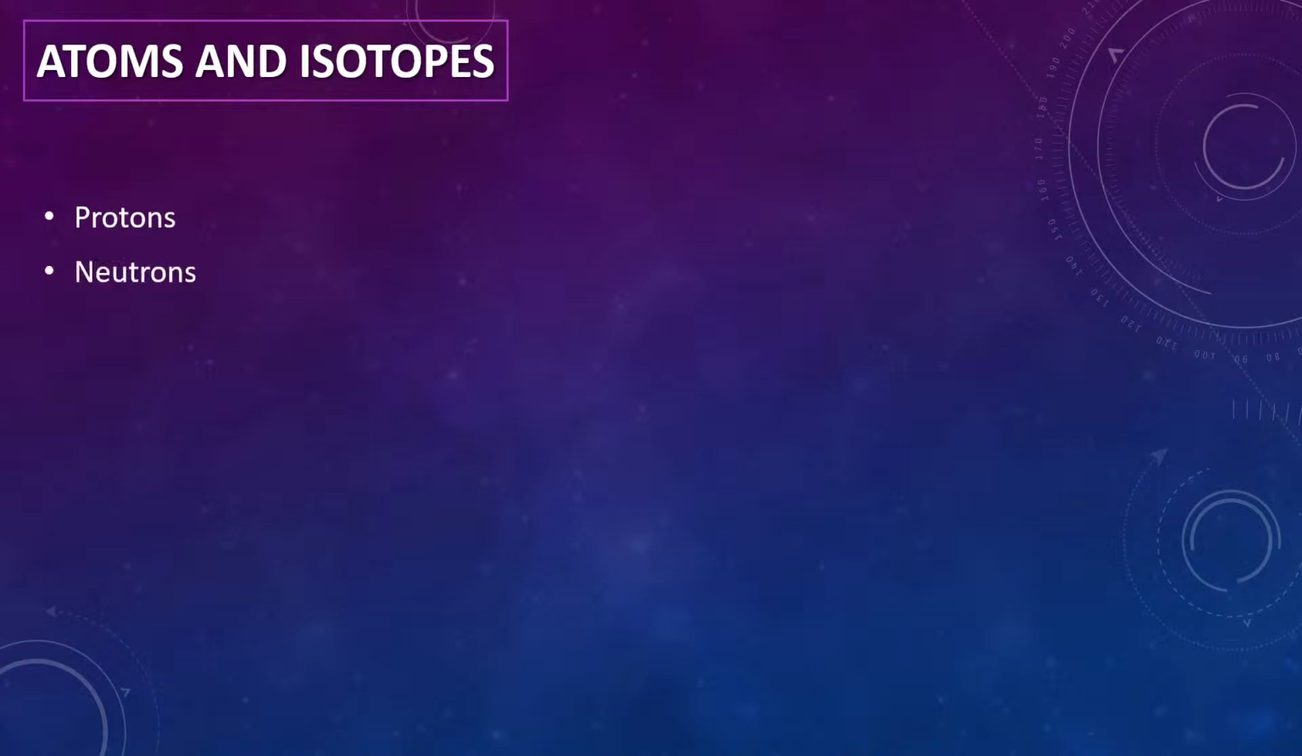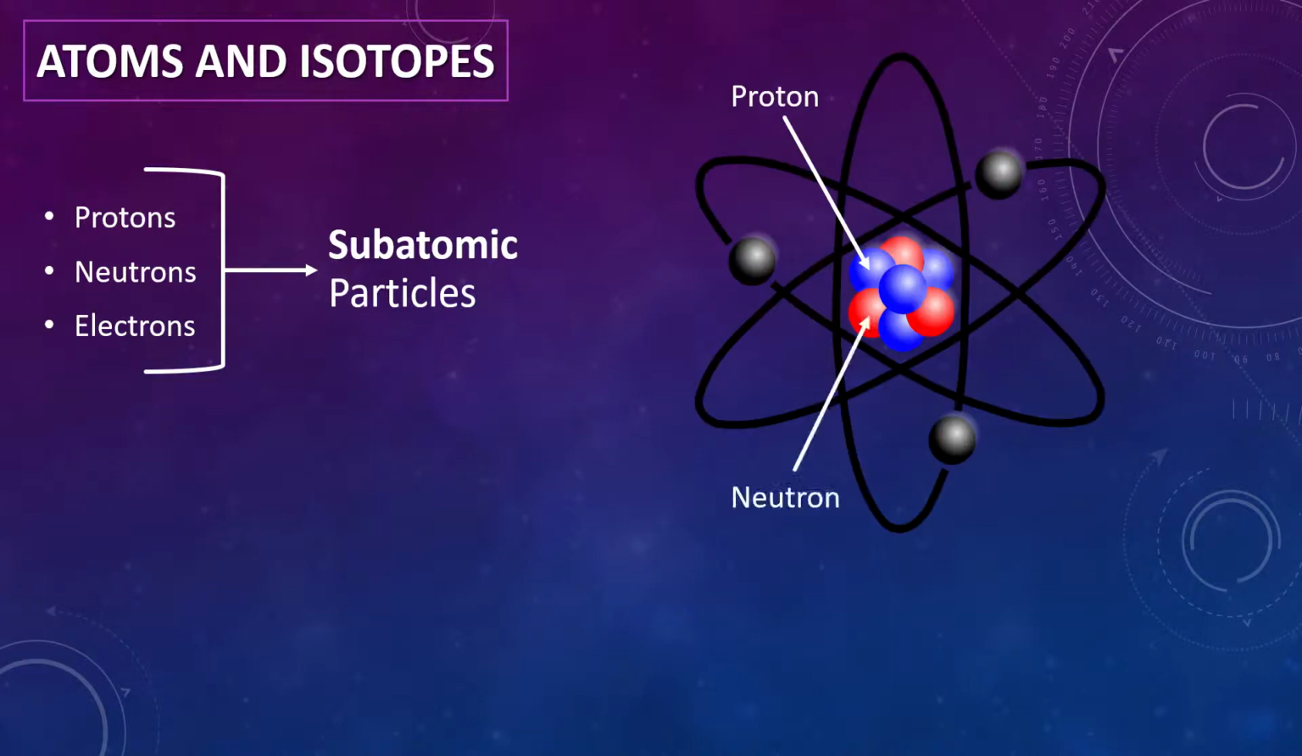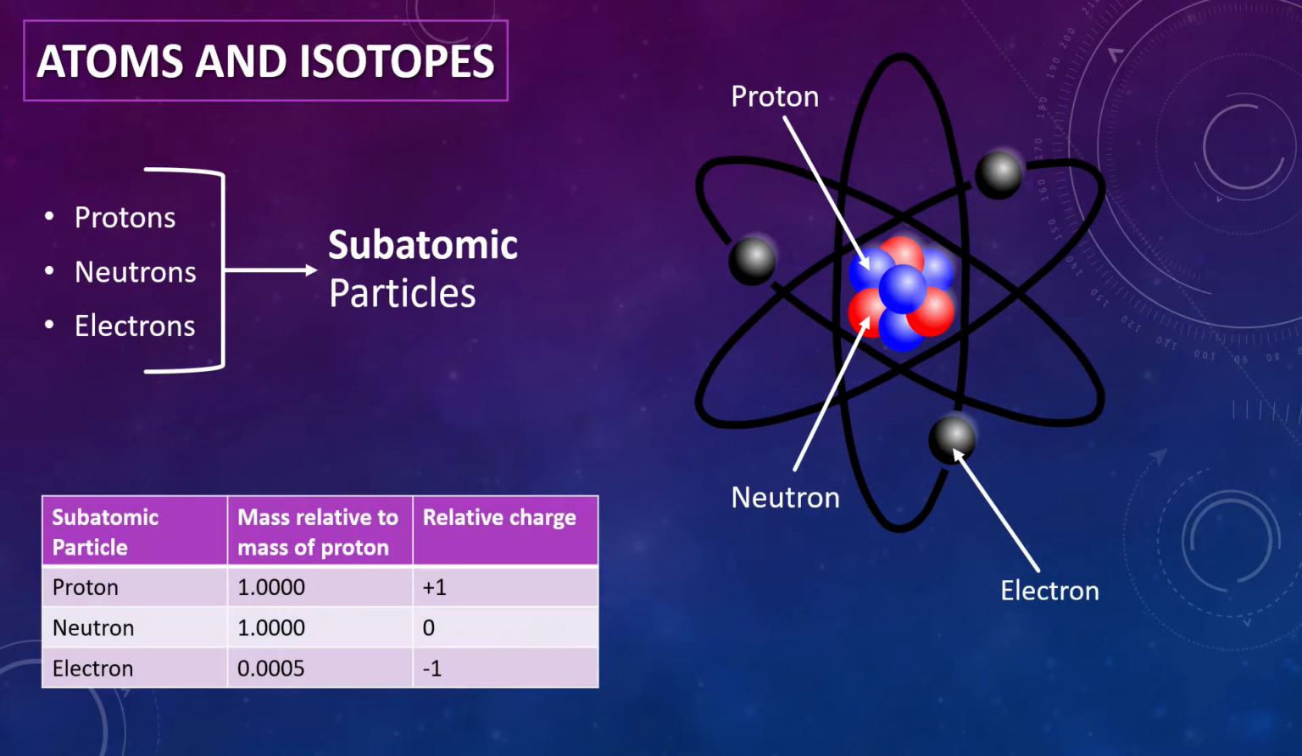So protons, neutrons and electrons are all subatomic particles, and the reason they're called this is because they are within the atom, they are smaller than an atom. So we can see the protons, the neutrons, and the electrons. Here is a table with all the different details about these subatomic particles. So as we can see, protons and neutrons both have a mass of 1. Electrons are 0.0005, but are counted as 0.